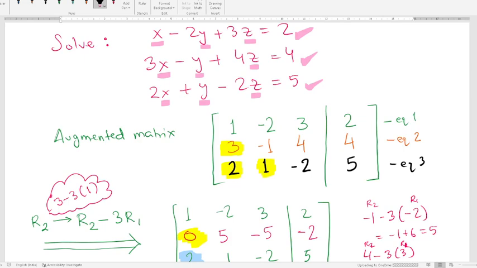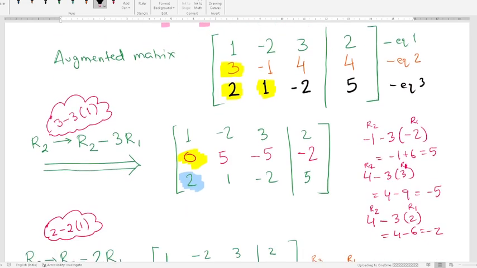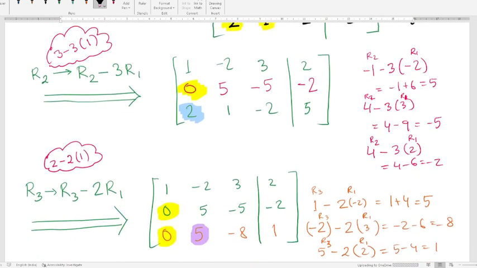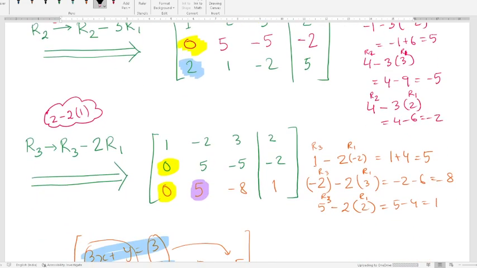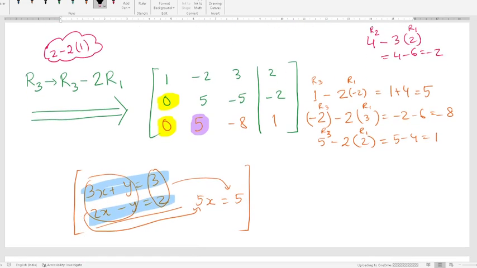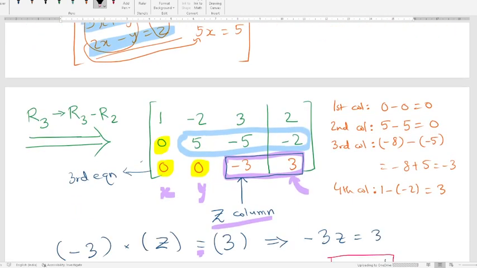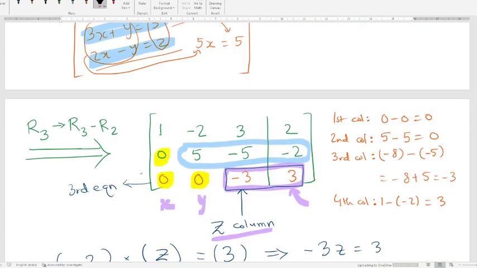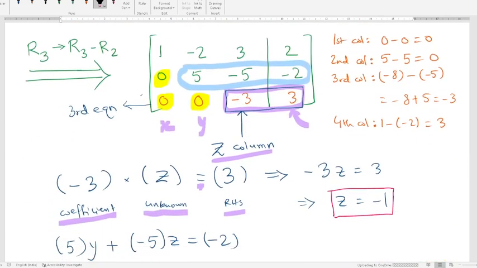We made the 3 equal to 0 by using R2 as R2 minus 3 R1. Then we made the 2 equal to 0 with R3 as R3 minus 2 R1. And then we made the 5 equal to 0, 5 minus 5, so that is R3 minus R2. By using R3 minus R2, we have done it. Okay, so we have got this.